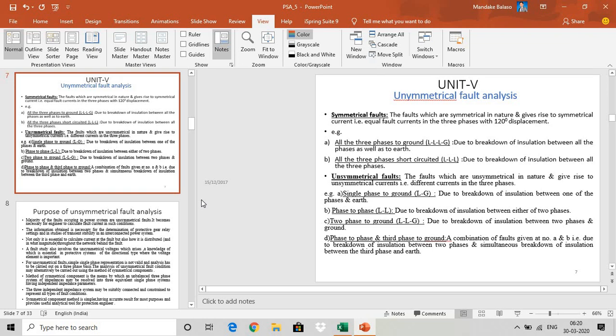Then two phase to ground fault, which is represented by LLG type of fault, and it occurs because of damage of the insulation between the two phases and ground. And the last example of the unsymmetrical fault is phase to phase and third phase to ground. That is, it is the combination of the LG and LL type of fault, and it mostly occurs whenever the insulation between the two phases gets damaged, as well as because of the damage of the insulation, the conductor of the third phase comes in contact with the ground. So in short, we can say that the LG, double L, double LG, then phase to phase and third phase to ground are the examples of the unsymmetrical fault.